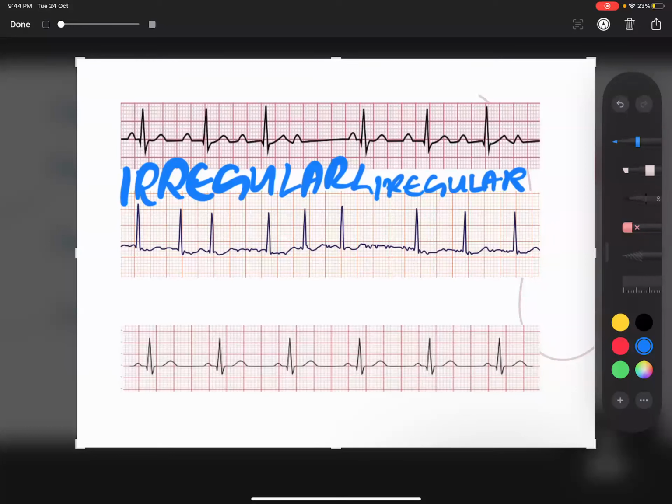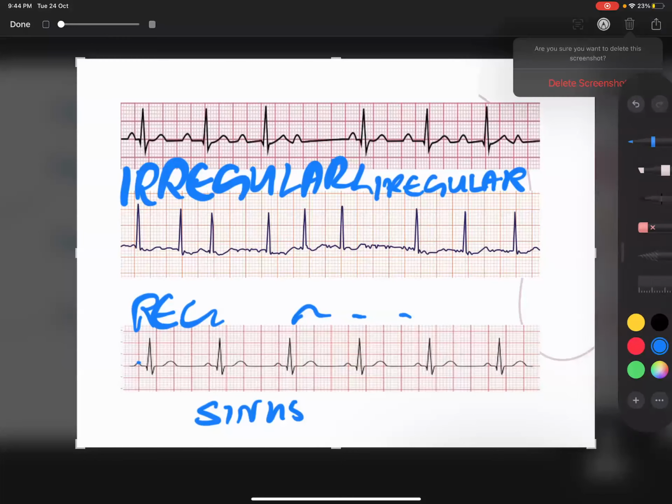Exactly. Now the last one. Basically, we can see a P, a QRS and a T, and they're regular. So this is super normal, and this is basically a sinus rhythm. This is just regular and regular. Regularly regular.